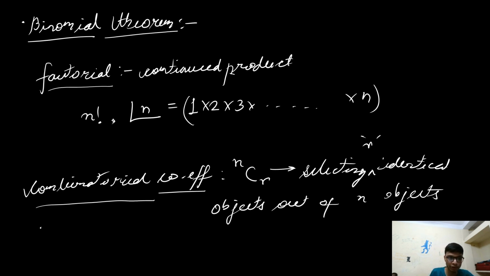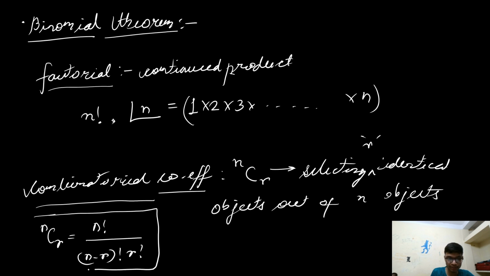So this combinatorial coefficient is defined as nCr equals n factorial divided by n minus r factorial into r factorial. So this is how you define nCr. This is the definition of nCr. Now, how does this nCr come? I will take up the proof of this nCr in the chapter of PNC, that is permutation and combination. So for now, you have to carry forward with this idea, that nCr is equal to n factorial divided by n minus r factorial into r factorial. These two important fundamentals will be used in the binomial theorem.